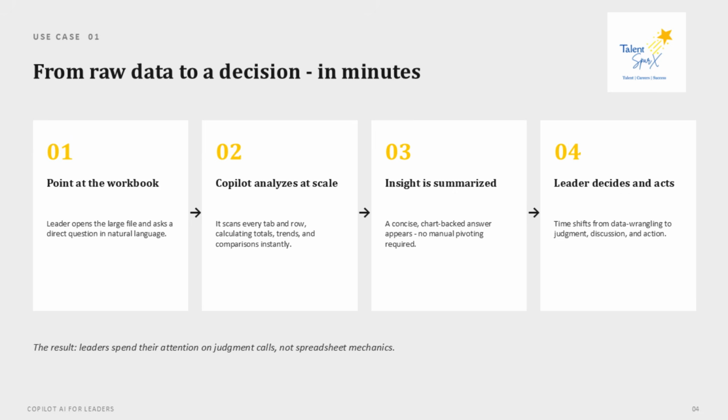A leader opens a large workbook and asks a direct question in natural language. Copilot scans every tab and row, calculating totals, trends, and comparisons instantly. A concise, chart-backed answer appears, with no manual pivoting required. And with that, the leader can move straight to deciding and acting. The real shift here is where attention goes. Time moves away from data wrangling and toward judgment, discussion, and action.